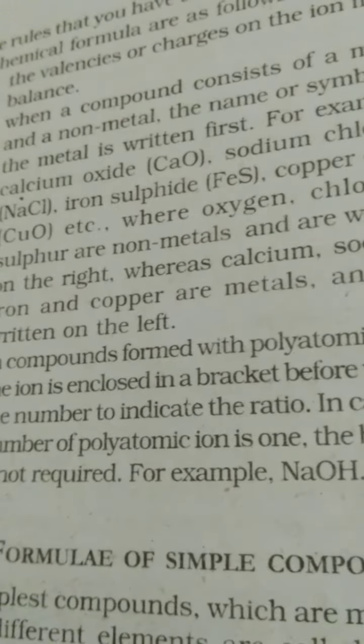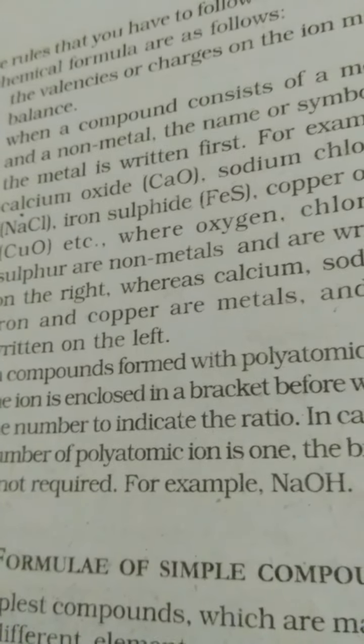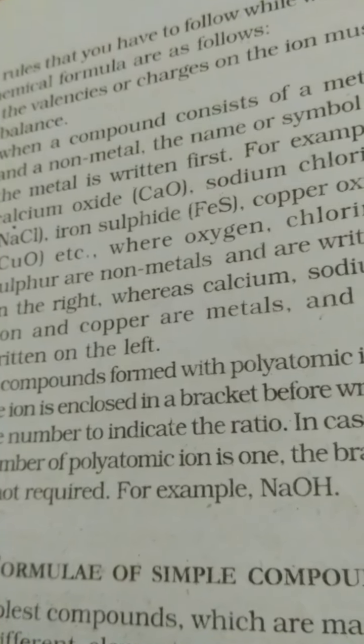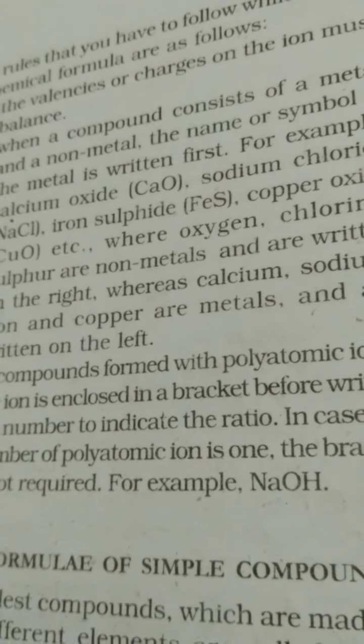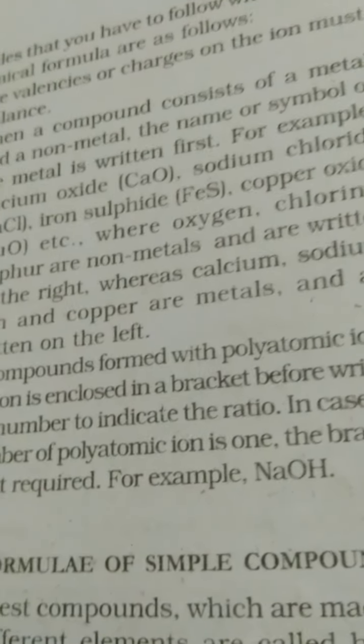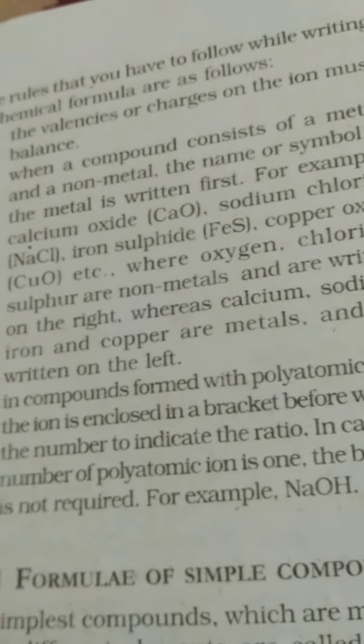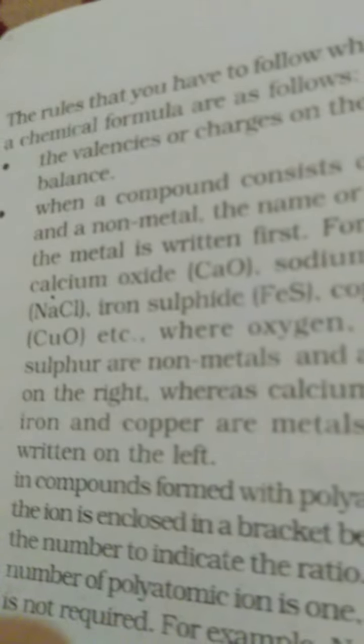पहले metal को लिखेंगे, उसके बाद आएगी non-metal. Non-metal will always come after the metal because metals are electropositive and non-metals are electronegative. So we first write metals and then we write non-metals, means cation first and then anion. Back to the first rule, that valency or charges on the ions must balance.